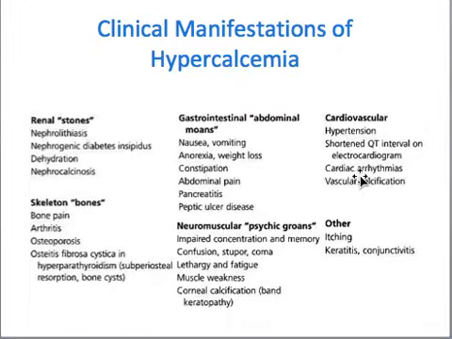And in cardiovascular, you can have hypertension, cardiac arrhythmias, vascular calcification. In the skin, you can have itching. In the eyes, you can have keratitis, conjunctivitis. But presently, these symptoms of hypercalcemia are not as common as they were before because now calcium has been included in some blood chemistry panels. So sometimes we catch hypercalcemia even if the patients are still asymptomatic. So usually we see this only in more profound hypercalcemia cases.